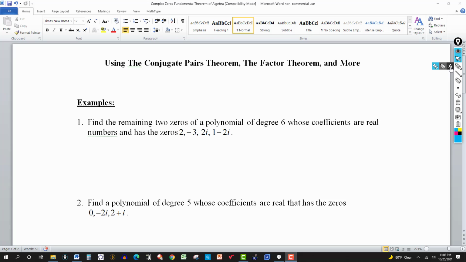In this video, we're going to look at some theorems from College Algebra that will help us solve a couple of problems here. Now, one of them is called the Conjugate Pairs Theorem. The other one is called the Factor Theorem.